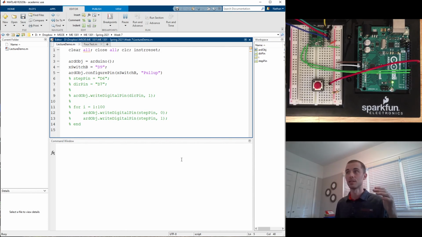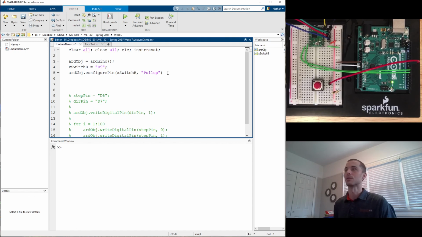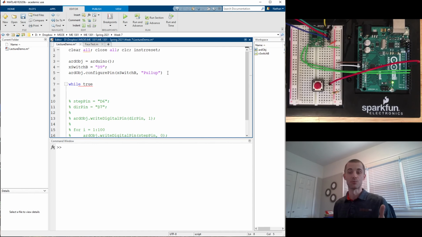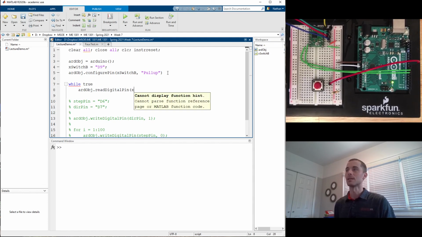So all we're doing is creating the connection, stating what the switch pin is, and then configuring it to that particular one. So no errors, that's good. Let's test it now, just like we have all the other objects we've thrown in here. So let's say, hey Arduino, while true, let's read the value from that pin. So we'll say, hey Arduino object, read digital pin, and pass it the X switch B side.